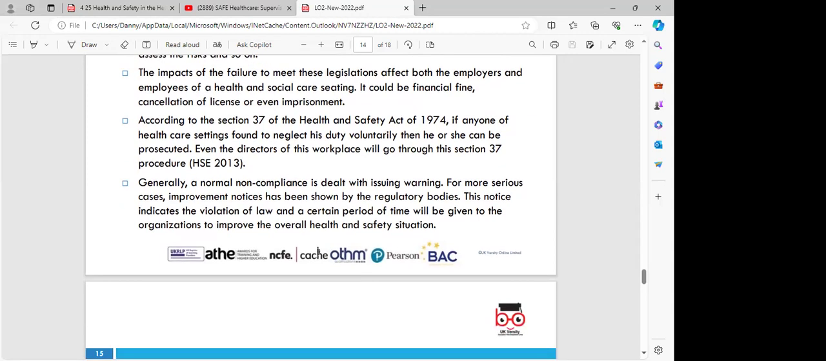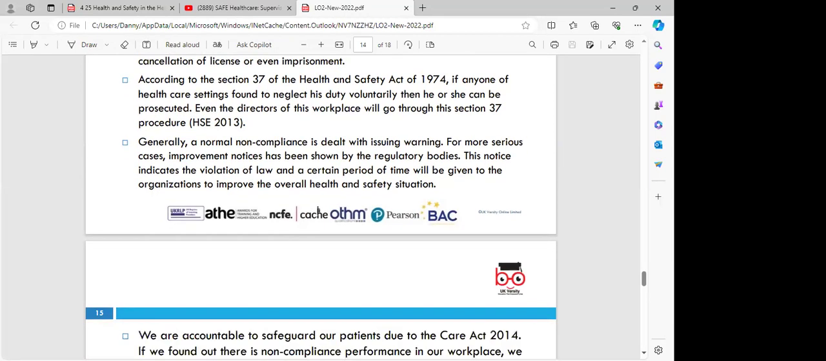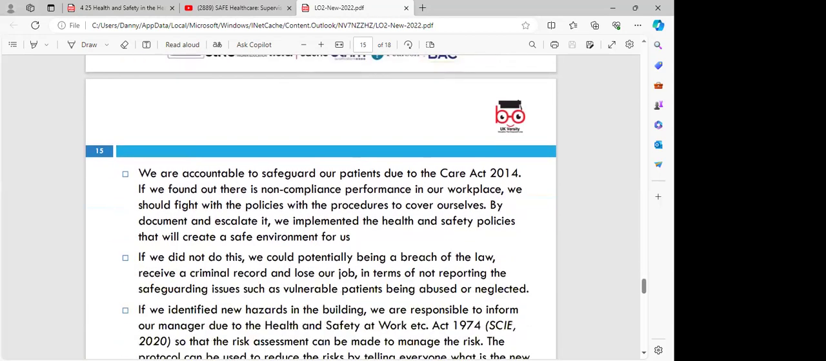According to Section 37 of the Health and Safety Act 1970, if anyone in health and social care is found to neglect his duty voluntarily, then he or she can be prosecuted. It's a very serious matter. Generally, a normal non-compliance is dealt with by issuing a warning. For more serious cases, improvement notices are issued by the regulatory bodies. This notice indicates the violation of law, and a certain period of time will be given to the organization to improve the overall health and safety situation.